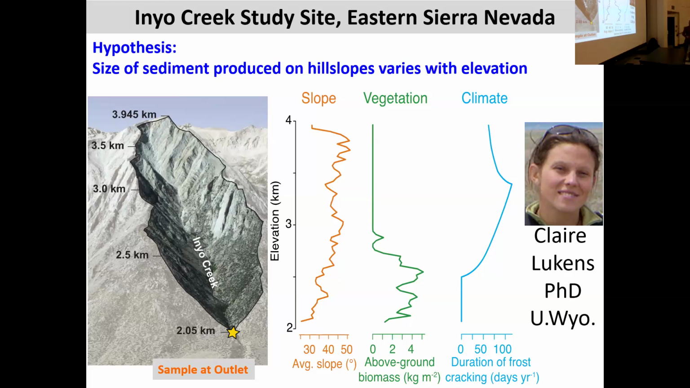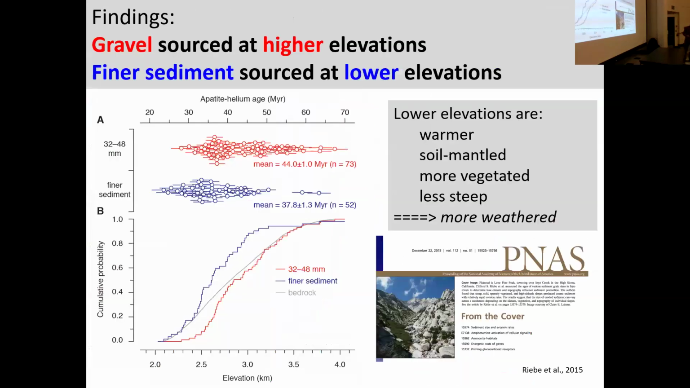Okay, with simplicity. And so Claire collected these samples at the outlet, and the first data we compared were 2 grain sizes. We have a gravel and a mostly sand and pea gravel sample that Greg Stock collected. And what we found was, sure enough, that the gravel was sourced at higher elevations on average. Okay, so this graph shows apatite helium age correlated with elevation at the bottom. And so the red, which is the gravel, is more to the right. So it's both older and larger.